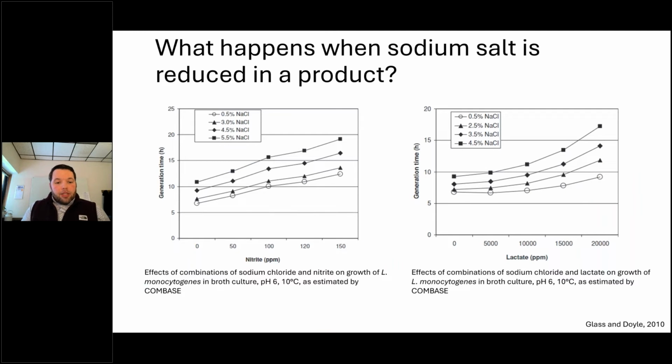The left panel again shows nitrite addition at varying levels of salt product. So as we increase the amount of nitrite, as we go along this axis here, we see that as we increase salt content or move up the line, we're having a greater generation time. So we're seeing a slower reproduction when we have a higher salt content and as nitrite increases. The same type of phenomenon can be seen when we use another antimicrobial such as lactate.